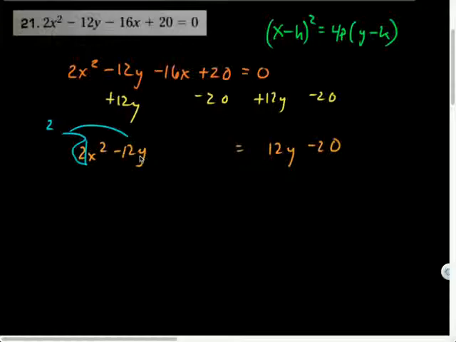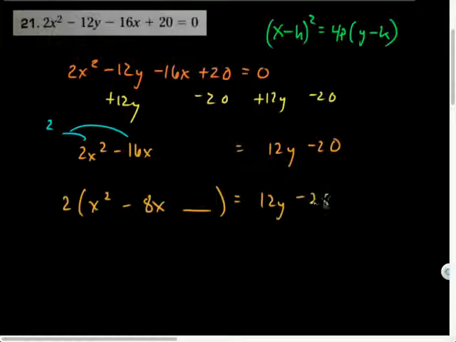Why did I write 12y over there, guys? That's not right. What should that have been? 16x. At least 2 does happen to still be the thing that I have to factor out of it. There we go. So I will have 2 times x squared minus 8x blank equals 12y minus 20 blank, right?